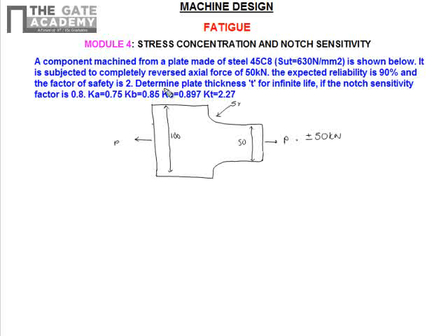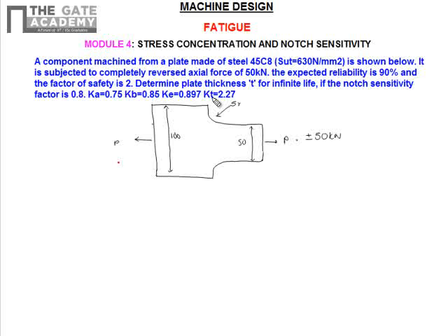A component, a machine from a plate made of steel 45C8 having UTS of 630 Newton per mm square is shown below. It is subjected to completely reversed axial force of 50 kilonewtons. The expected reliability is 90% and factor of safety is 2. Determine the plate thickness T for infinite life if the notch sensitivity factor is 0.8. Ka, Kb, Kc, Ke and Kt values are given.